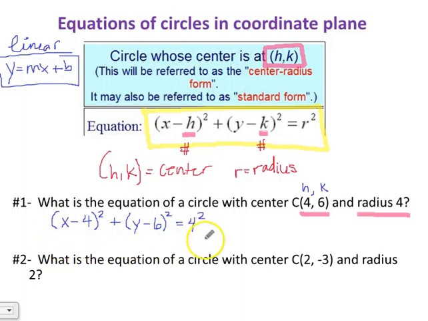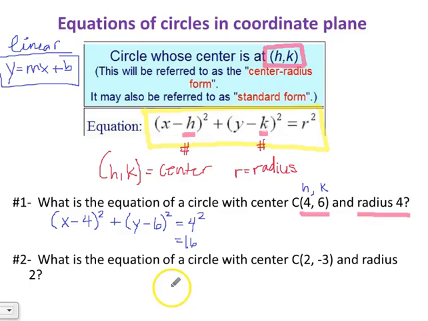A lot of times you'll see the equation written as equals 16 instead. The 4 will actually be squared, and it will be written as 16. And we would be able to know that the radius is always represented by r squared. So the radius is going to be the square root of 16, which is 4.